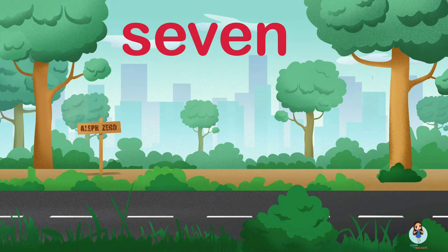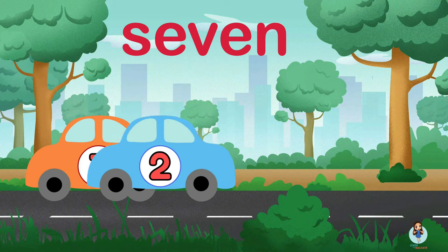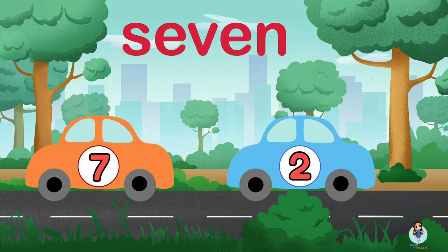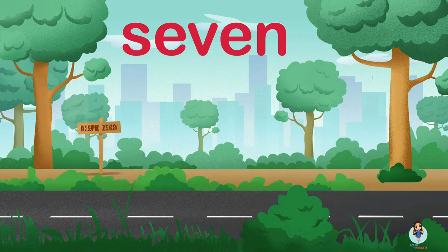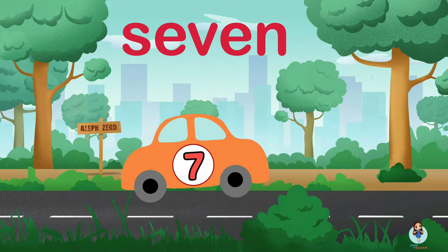7. Which car has 7? Is this car or this car? Come and think. Do you have an answer now? Let's see if your answer is right. Oh, this car is 7. Bye, car. 7.